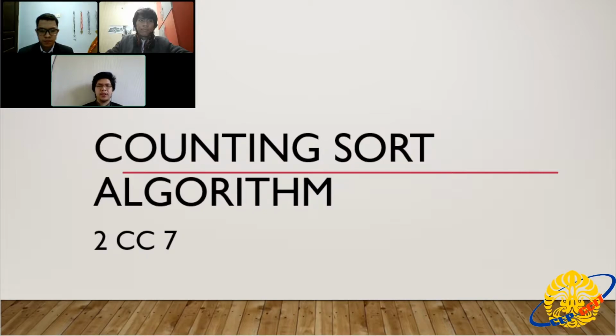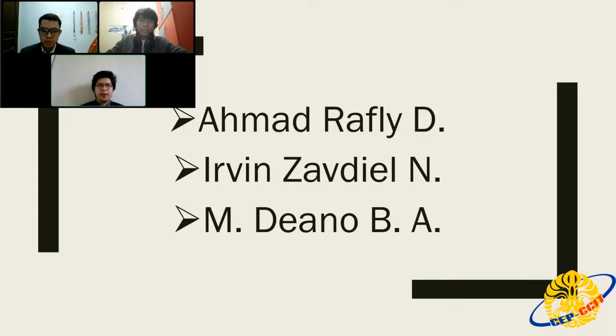We are from class 2CC7. First up, I'm right here, you can see me at the bottom corner. My name is Irvin Zavdiel. My name is Ahmad Rafly. My name is Muhammad Deano.